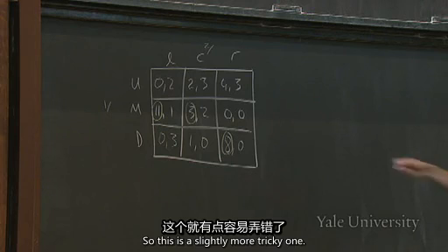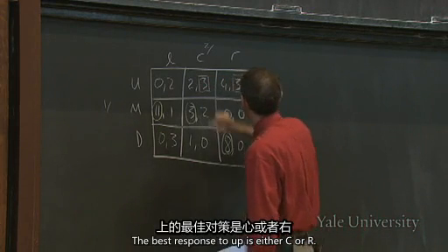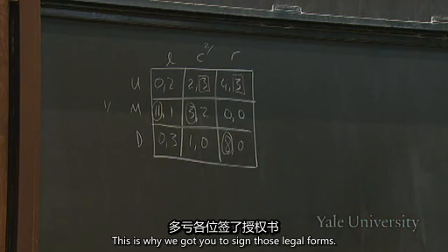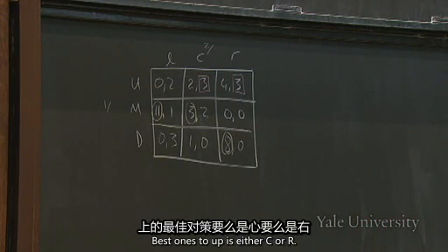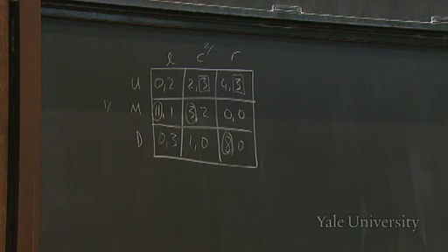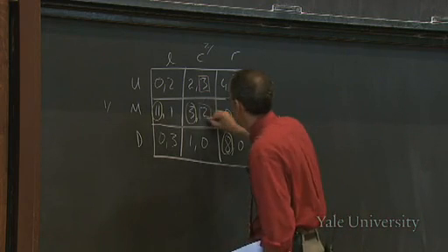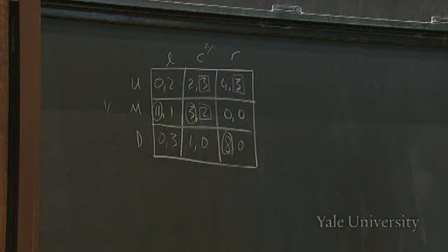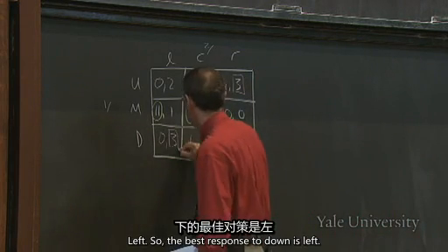So this is a slightly more tricky one, right? The best response to up is either C or R. Okay. Best response to up is either C or R. The best response to middle, yeah, ma'am? Center. Is center, thank you. And the best response to down? Left. All right, so the best response to down is left.